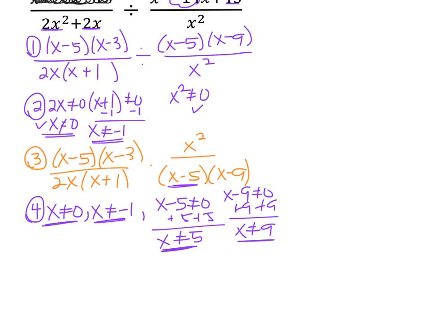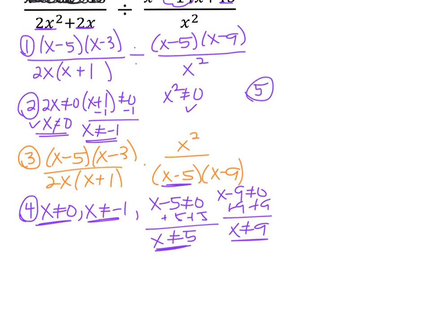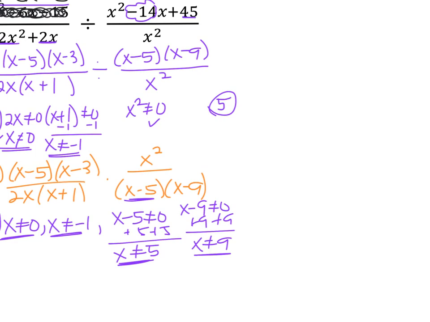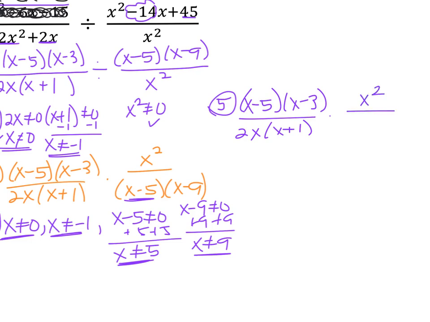I'm going to move step 5 over here just so that I have enough room. If we have x minus 5 times x minus 3 over 2x times x plus 1 times x squared over x minus 5 and x minus 9. Remember, things can cancel on top and bottom if they're an exact match. I see right away that I have an x minus 5 and an x minus 5, but I don't have a match with x minus 3.